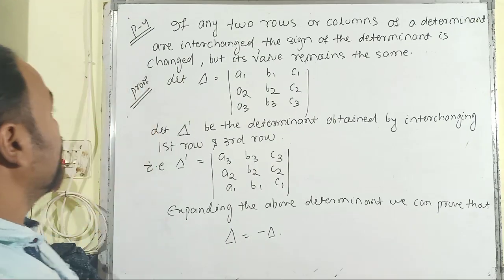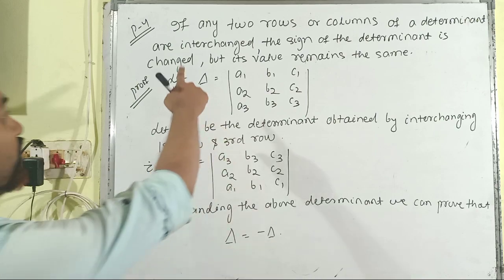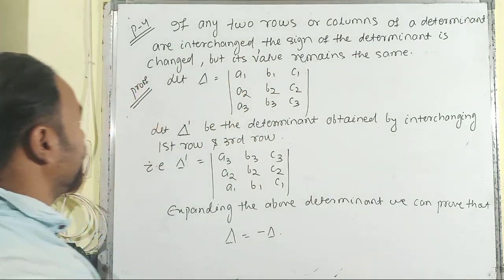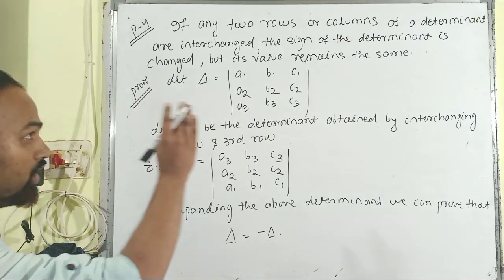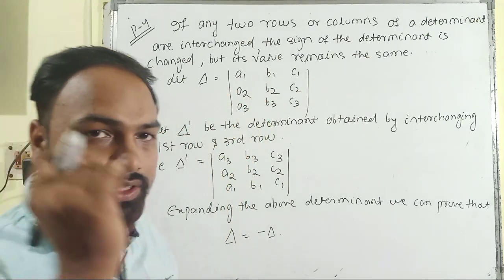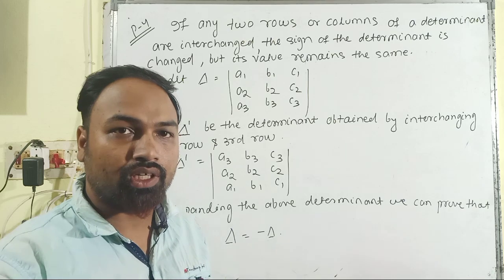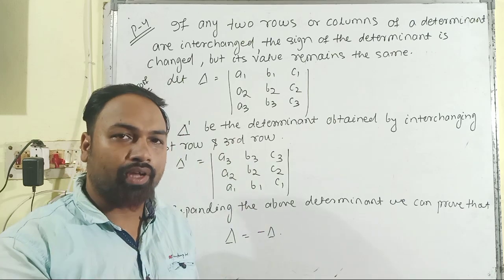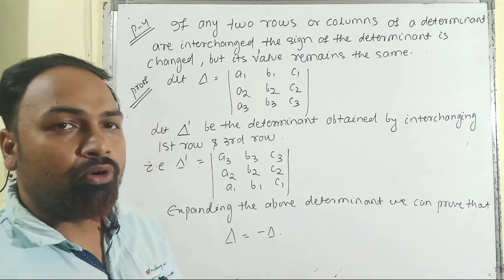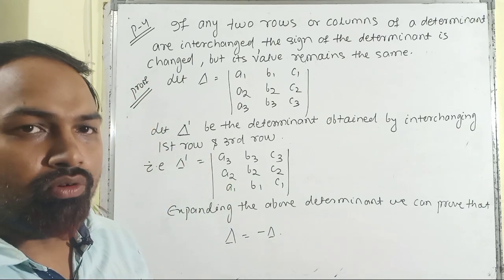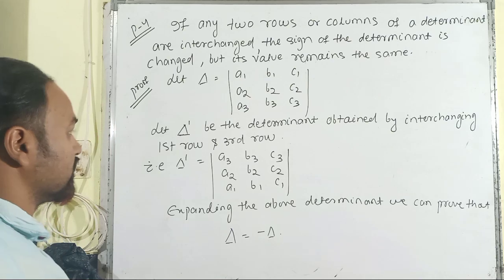So here it is property number 4. Property number 4 tells that if any two rows or columns of a determinant are interchanged with each other, any two rows or any two columns, then the sign of the determinant is changed. Only the sign of the determinant is changed. That means if it is positive, then it will become negative. If it is negative, then it will become positive. But the numerical value remains unchanged.